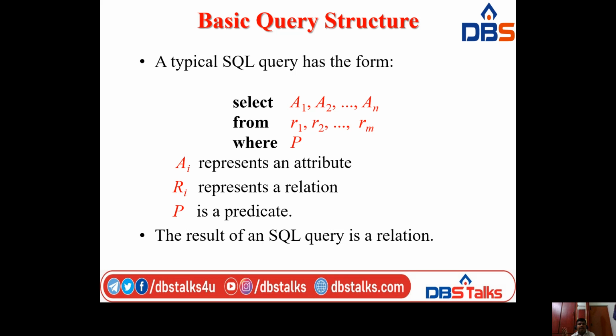Based on that condition, we are extracting attribute values from the given relation or more than one relation. Here A represents an attribute, R represents a relation, P represents a predicate. The result of an SQL query is also a relation.